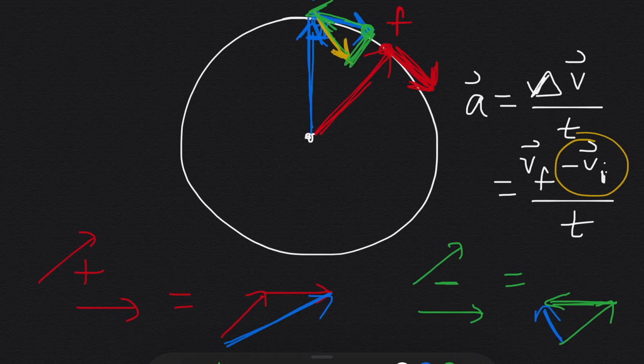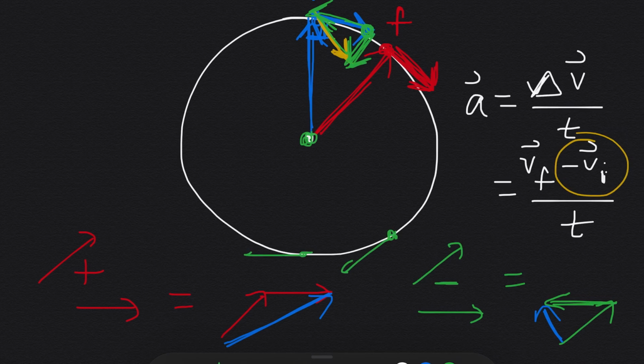So we're starting from here, going like that. So the acceleration is in this direction. So it's pointing towards the center. So acceleration is towards the center of the circle. By the way, there's a special name for acceleration in circular motion, and this is called the centripetal acceleration. And it always points towards the center of the circle.